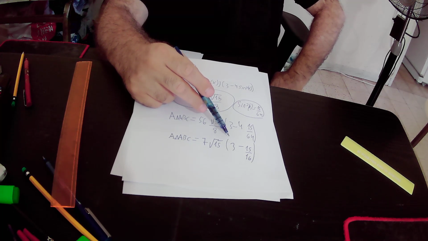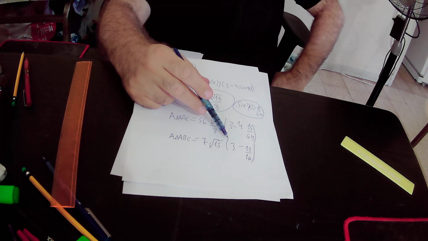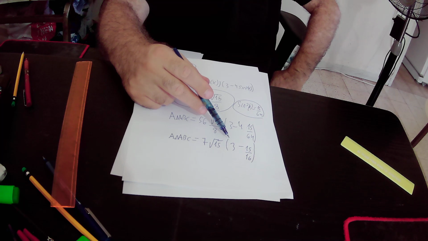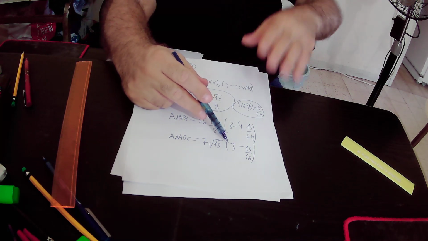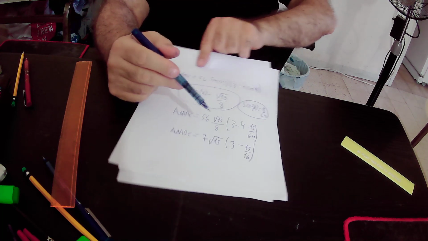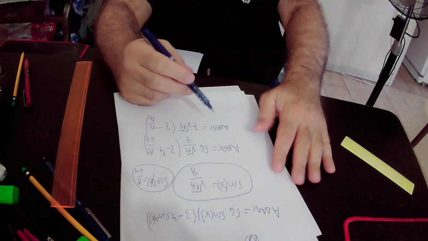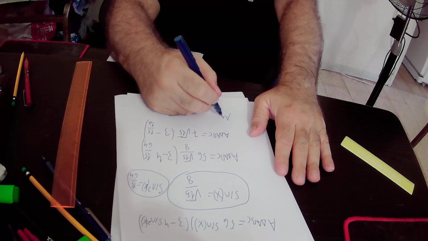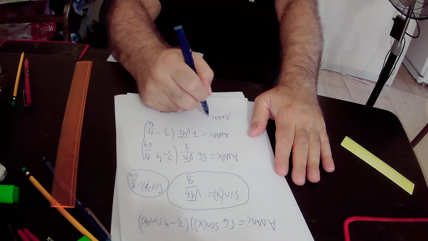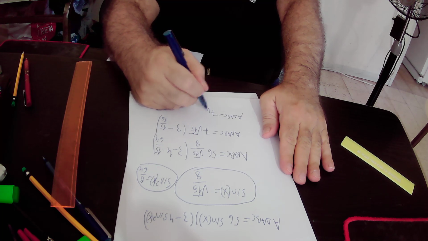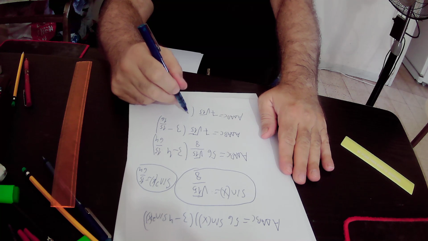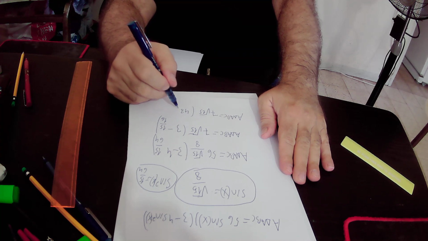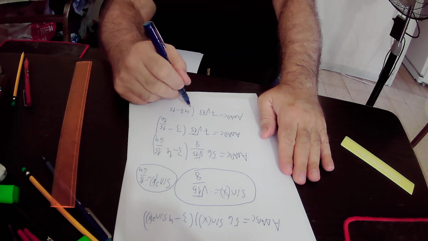Here, instead of 3, we can write 48 over 16, which equals 3. So actually we take a common factor 16 out of this equality, and the area of triangle ABC will be equal to 7 times root 15 times 48 minus 15 over 16.